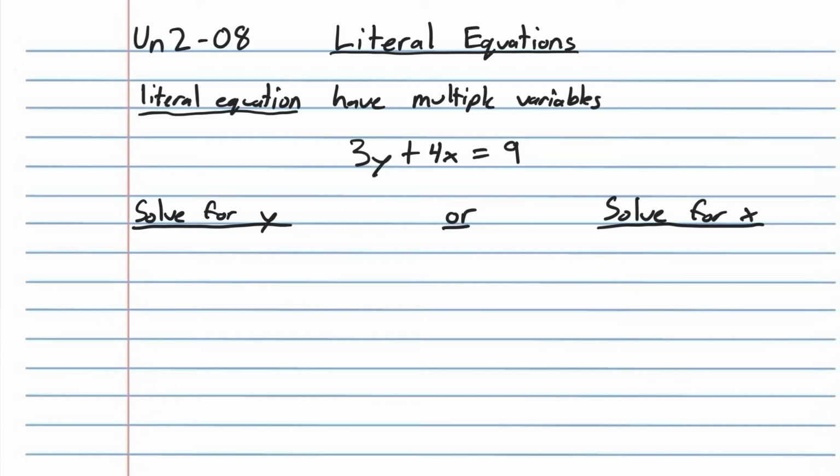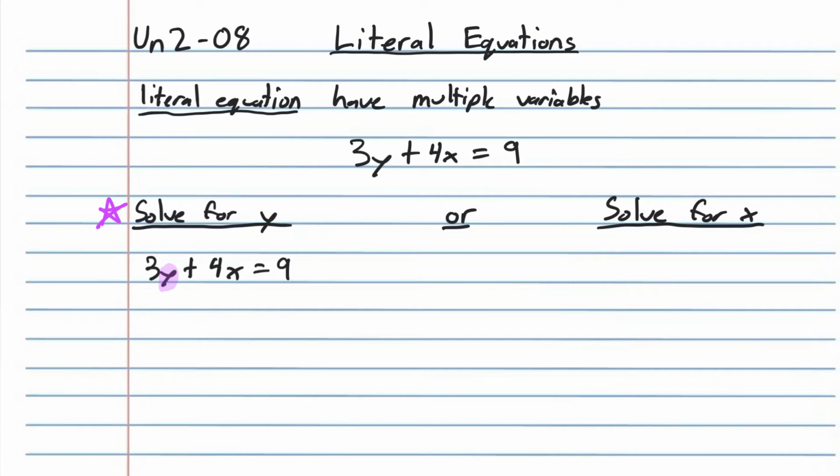So let's say the question was solve for y. Let's go ahead and rewrite it down here: 3y plus 4x equals 9. The idea is that you want to get the y by itself. So you want to keep this, but you want to get rid of everything else. You want to get rid of that 4x and you want to get rid of that 3.